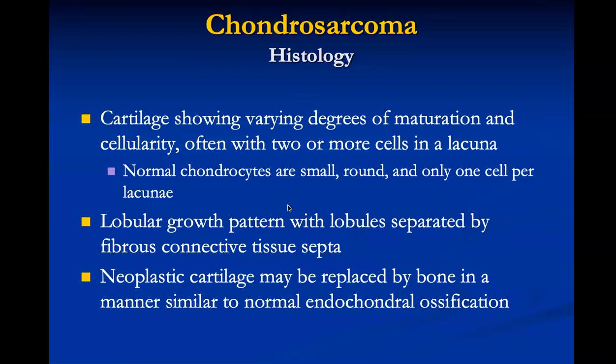So the histology for chondrosarcoma, basically what you need to see is cartilage showing varying degrees of maturation and cellularity.